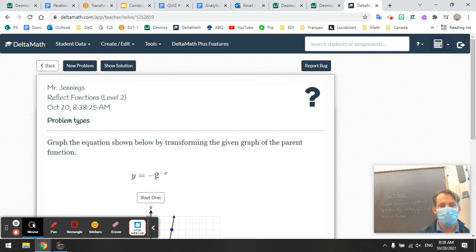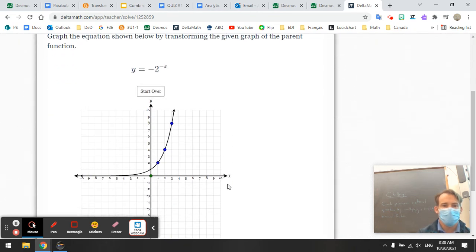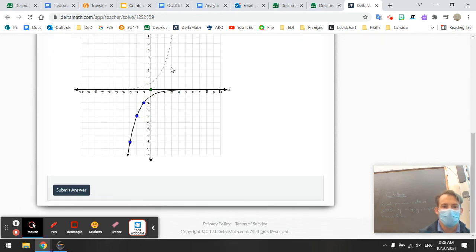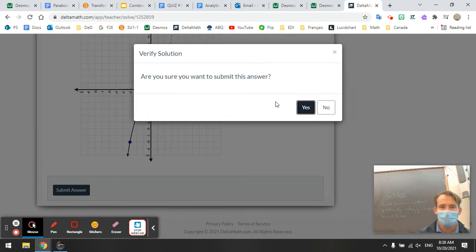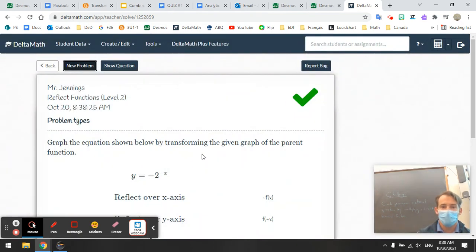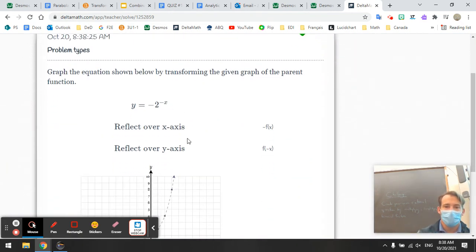Oh, this one is both a reflection in y, because I have a negative value there, and a reflection in x. The parent function here is 2 to the x. So 2 is not a stretch here. Here it's going to stretch down that way and then reflect over this way. There. It's a reflection in x and a reflection in y. Both the x and the y-axis are now mirrors for this original function. Submit answer. Yes.